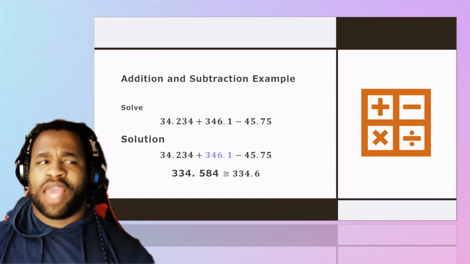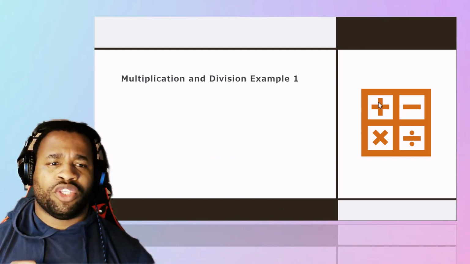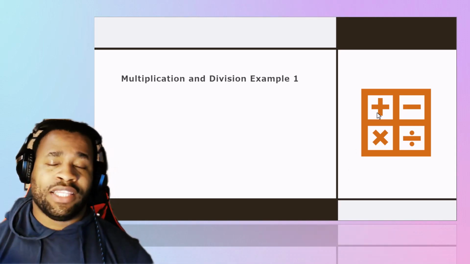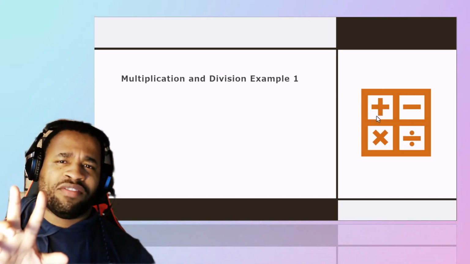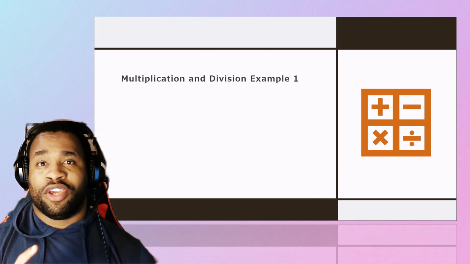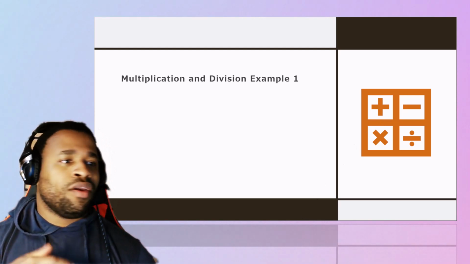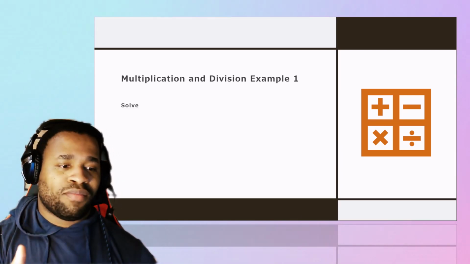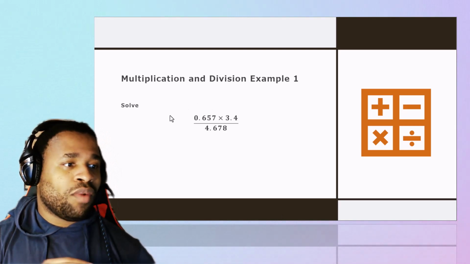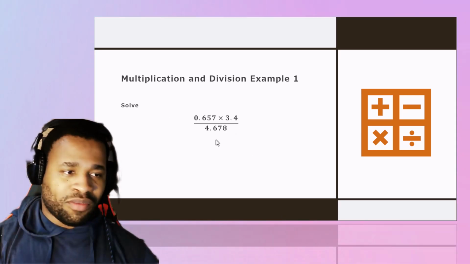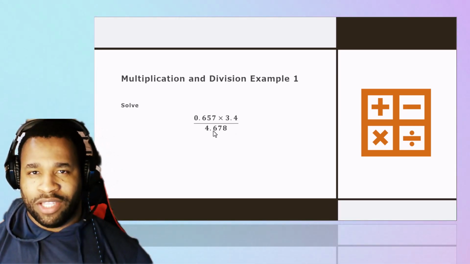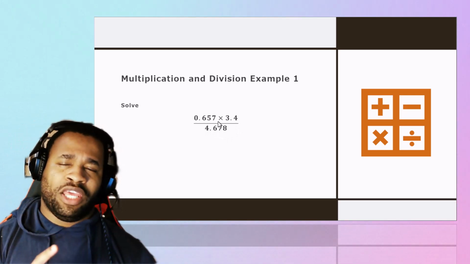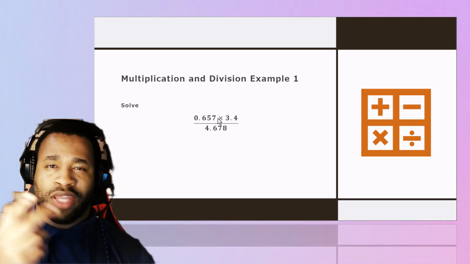Now let's look at the other part here, which is for multiplication and division. But here we're going to have 2 examples. The first example is when we just have this particular multiplication, where we have the numerator multiplied together and divided by the denominator. What does this mean in terms of multiplication and division?